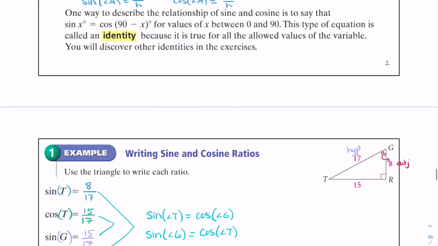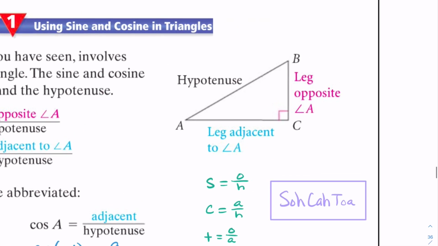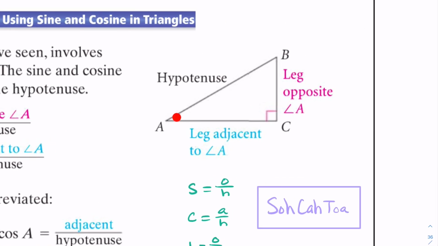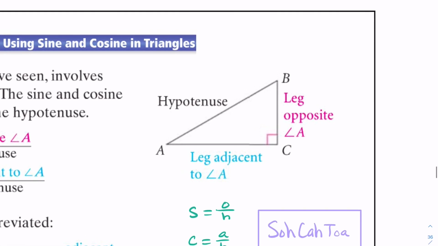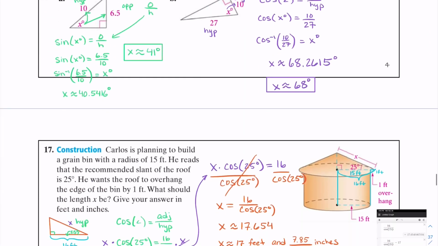Remember, that also relates to why sine and cosine are cofunctions, because sine of A is opposite over hypotenuse, but the cosine of B is the adjacent over the hypotenuse, which is the same leg over the hypotenuse, which is why those work out the way they do.